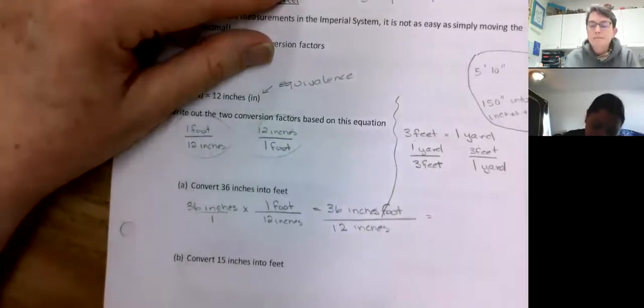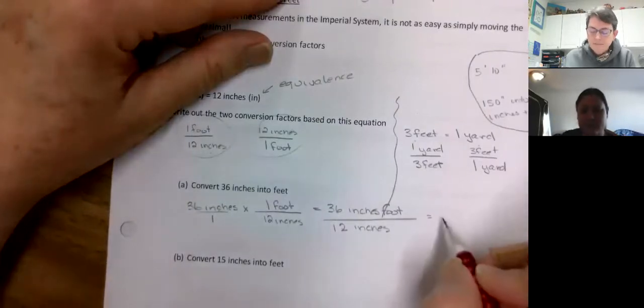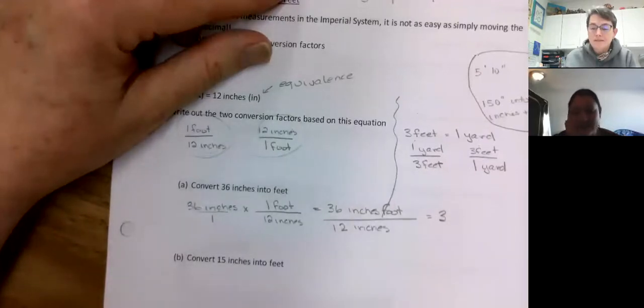So 36 divided by 12 is how much? Oh my God. 2. No. Oh my goodness. It's okay. It's 3. Yes. Okay. I knew that. You did.